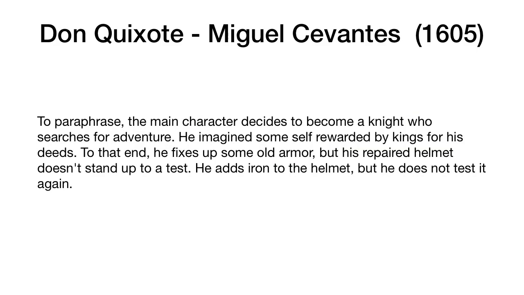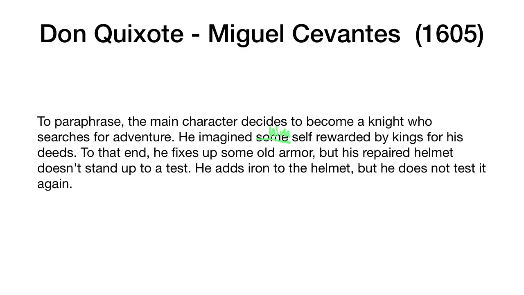Welcome back. Thank you for reading Don Quixote by Miguel Cervantes. To paraphrase that one page, it says that the main character decided to become a knight who searches for adventure. He imagined himself rewarded by kings for his good deeds. To that end, he fixes up some old armor, but his repaired helmet doesn't stand up to the test. He adds iron to the helmet, but he does not test it out again. After reading this PDF, you may draw the inference that Don Quixote is not qualified to be a knight.